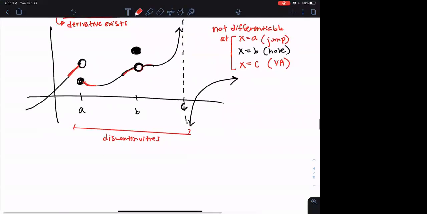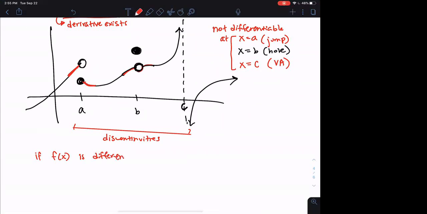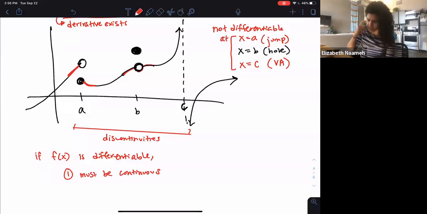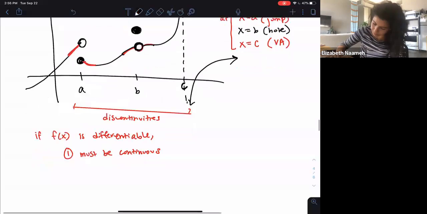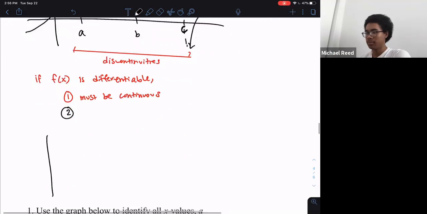What did we learn? If f of x is differentiable, the first step is that it has to be continuous. Step one, it must be continuous. And what we just saw are 3 cases where it's not continuous, and therefore it's not differentiable. At holes, vertical asymptotes, and jumps, the slope does not exist. Okay, there's 2 more cases though, so leave space for part 2.